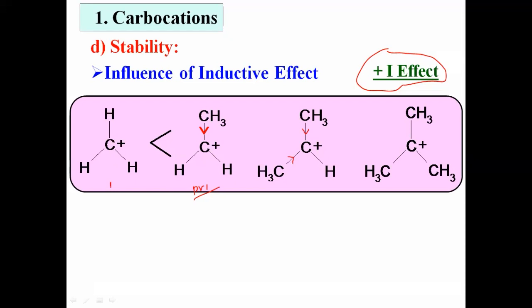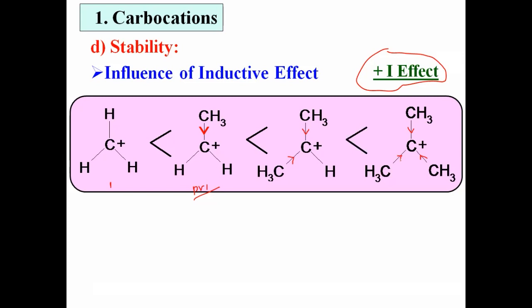Therefore secondary carbocation is again more stable than primary. It is more stable because there are 2 methyl groups, so there is more plus I effect. What about the tertiary? In tertiary there are 3 methyl groups attached. Again there is more plus I effect. All 3 methyl groups show electron donating inductive effect. Hence it is more stable than secondary as well as primary carbocation.